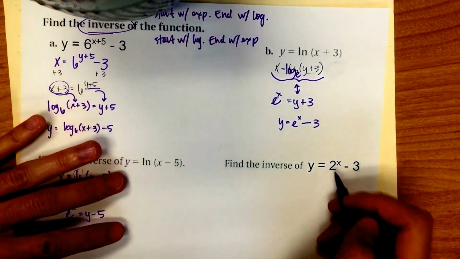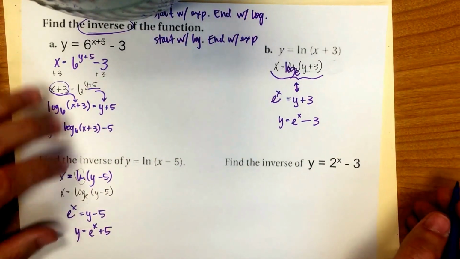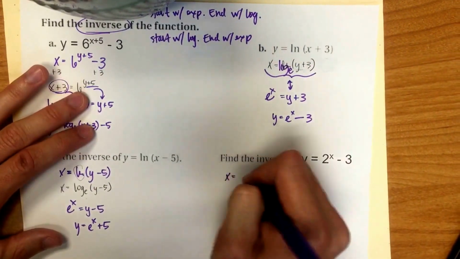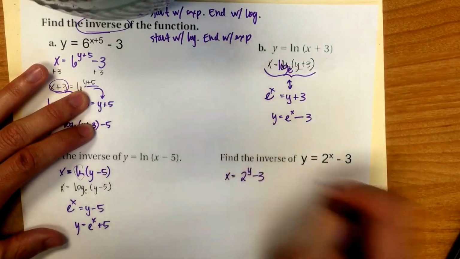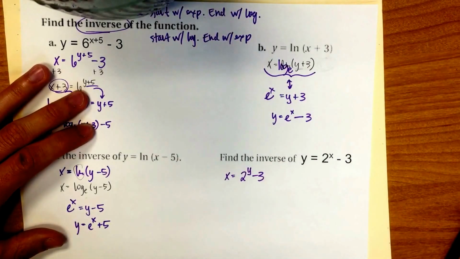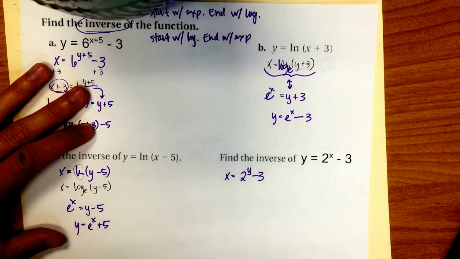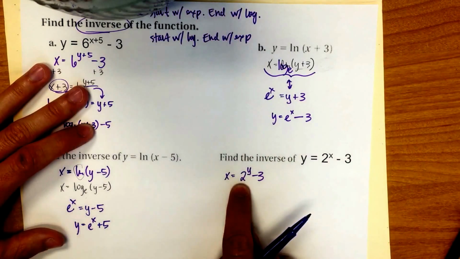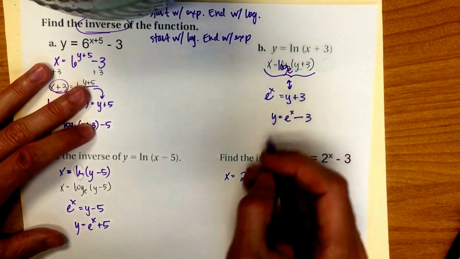Last one, start with an exponent, end with a log. First thing, switch x and y. In order to get y freed up, I need this 2 base by itself, so I'm going to add 3 to both sides.